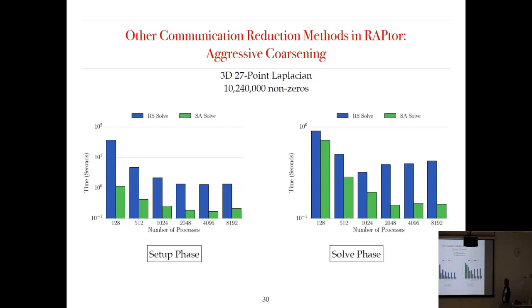For this, we again looked at the Laplacian problem, and compared to Ruge-Stüben, which is classical AMG, the smooth aggregation solver is much quicker. It does increase the number of iterations you need, but the iterations are so cheap that you see large speedups in both the setup phase on the left and the solve phase on the right.